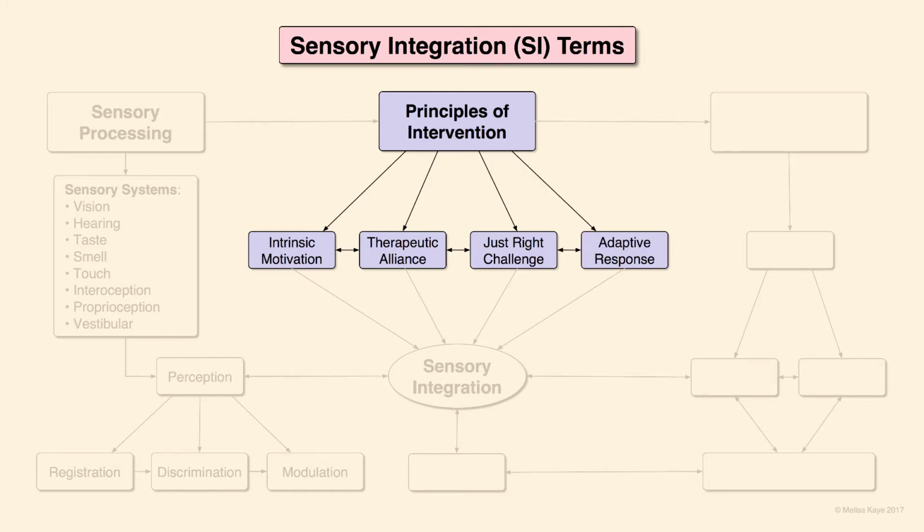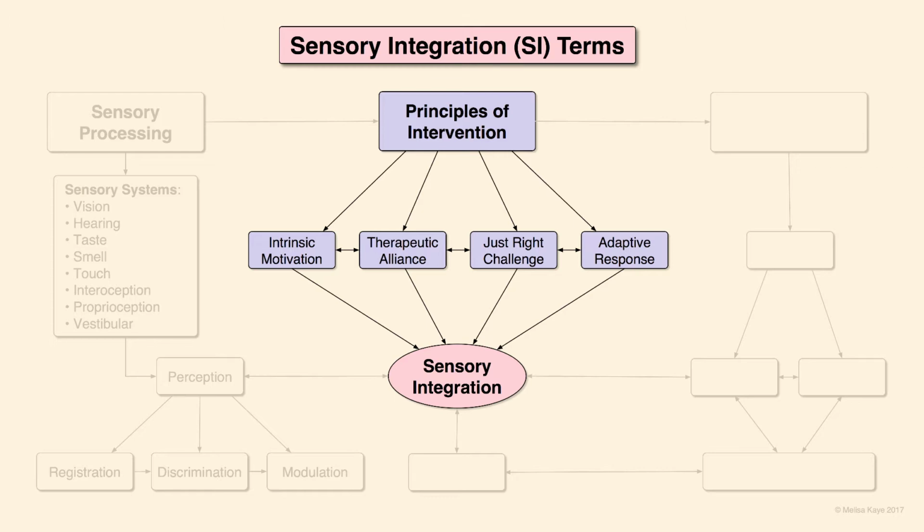Finally, an adaptive response is any purposeful, goal-directed counteraction to a sensory experience. For example, a baby sees a rattle and reaches for it. Reaching is a basic adaptive response. Adaptive responses become more complex as a client builds skills, and they signal that sensory integration is increasing. Notice how all of these principles are connected to sensory integration.